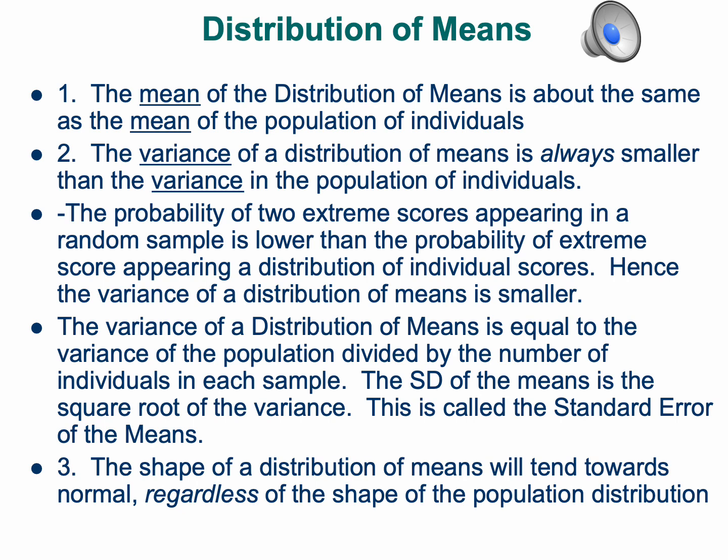Now, if you go out and do this sampling infinitely, and we create a theoretical model of this relationship, we can actually calculate a theoretical distribution, a theoretical variance that it ought to have. And the variance of a distribution of means is equal to the variance of the population divided by the number of individuals in each sample. The standard deviation of the distribution of the means is the square root of the variance. This is called the standard error of the means.